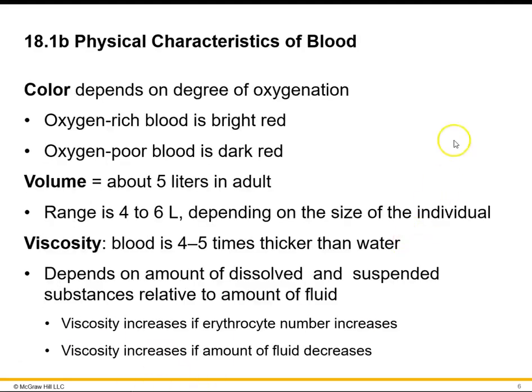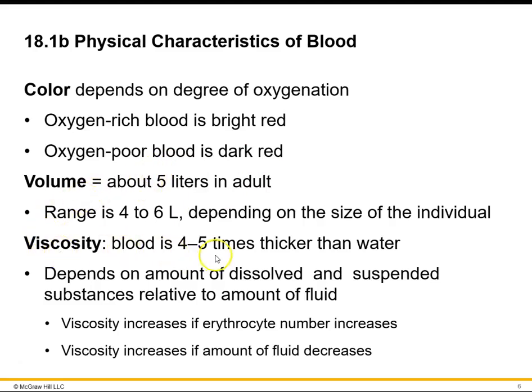All right, some physical characteristics of blood. So the color of blood is going to depend on how much it's oxygenated. So oxygen-rich blood is going to be bright red, while oxygen-poor blood is dark red. As far as how much blood we have in our body, we have about 4 to 6 liters, depending on the person. 5 liters is a good estimate for the average adult.